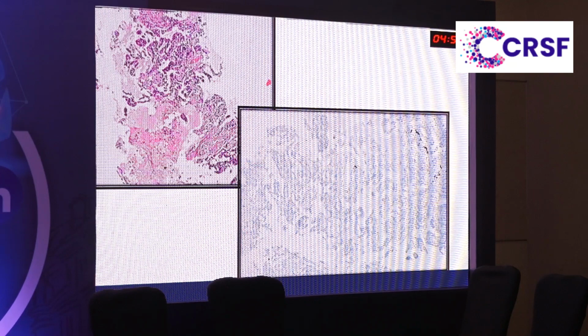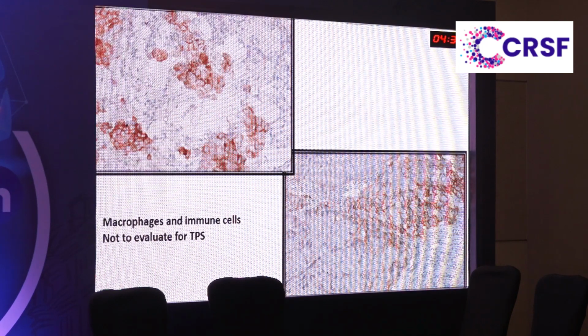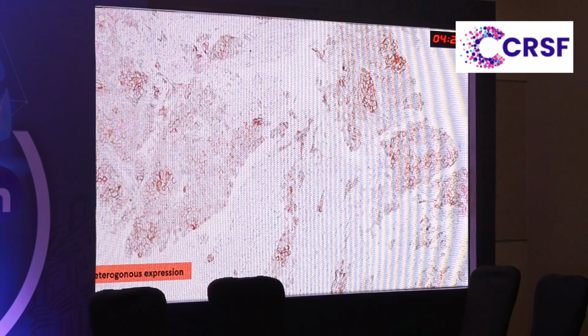Another case is negative. Before signing out any negative case, we have to see it under 20x magnification, because the cutoff is 1%, so we don't want to miss that. And sometimes you see this type of staining which is very weak and focal, which you should not miss, especially in the lung, because there are many alveolar macrophages which can pick up very strong expression for PD-L1. We should not misinterpret them as positive cells.